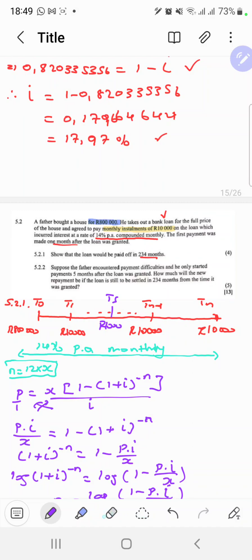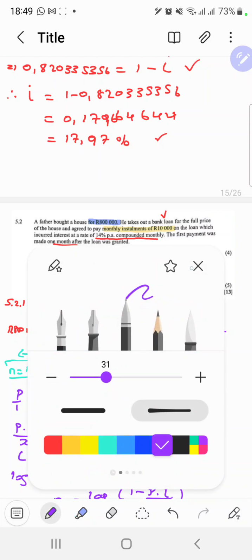Now we don't know what this should be, so we can just say X rand. So we don't know how much he must pay. He only started at T5. So that means none of these payments were made there, and none of these ones were made there. So the amount of money that we paid now is just X. Okay, that is cool. So that means this 800,000 will accumulate some interest.